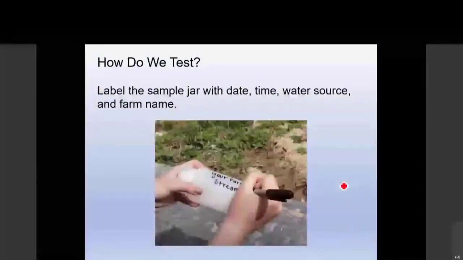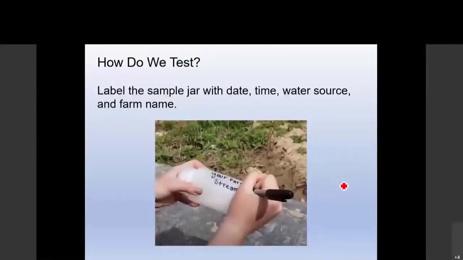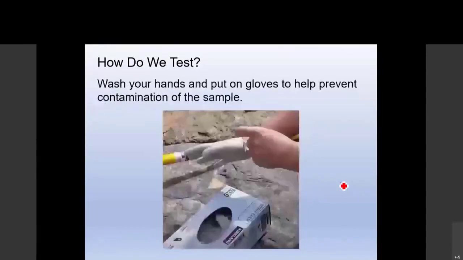Start out by labeling the sample jar with the date, the time, and the water source. If you've got several ponds, a stream, and a couple of different surface water sources or different wells, you're going to want a name that means something to you. And you're going to want to label that sample so that when you get your test results back, it references that particular sample so you won't get confused. And of course, you're going to want your farm name as well.